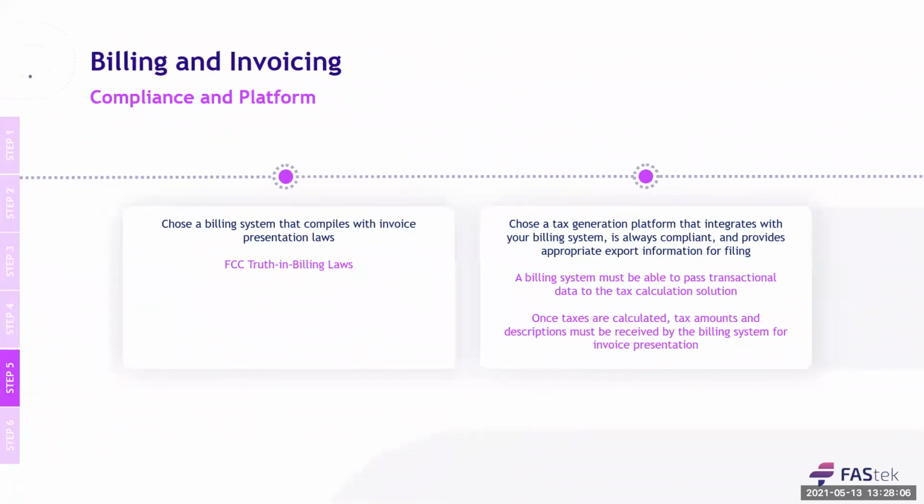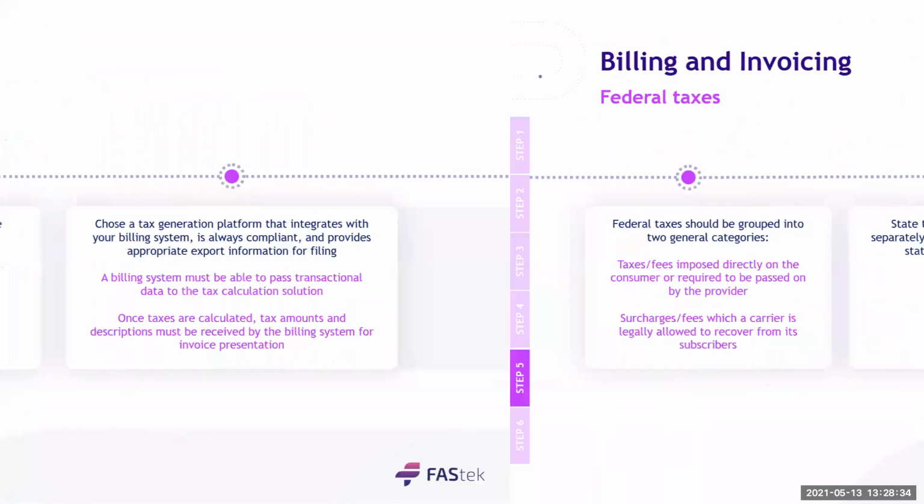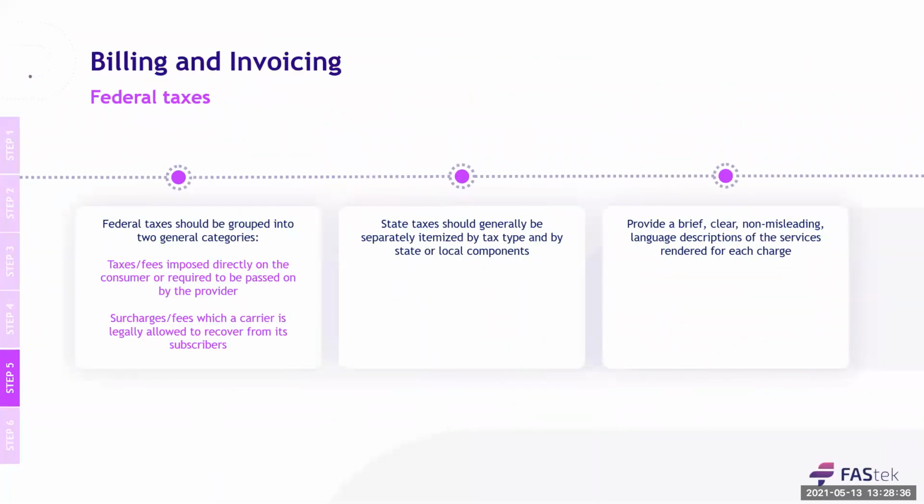The other platform from an automation standpoint that's critical is your billing system. It should have the capabilities to apply, certainly with the truth in billing laws, and be able to pass transactional data to your tax calculation solution that I just talked about. It's really important that those two systems are working hand in hand together, and the interfaces are robust. And then you're doing what you need to do when it comes to the best practices of invoices.